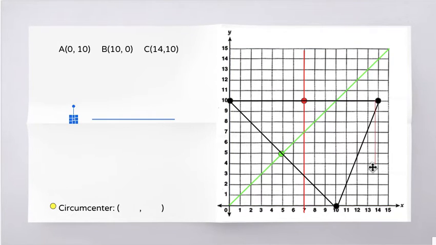For the midpoint, it's going to have to be the middle of 10 and 14. So that's going to be at 12. And then of 0 and 10. Between 0 and 10 is 5. So this midpoint is going to be at 12, 5.